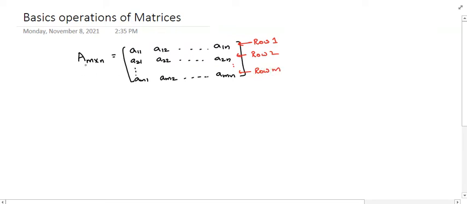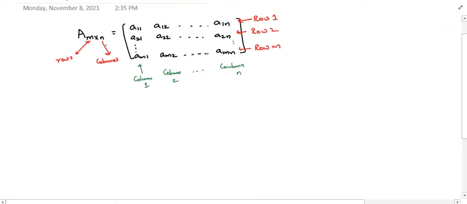m. So how do we know? Always the first number represents the number of rows and the second number represents the number of columns. So here we have n columns. This is column 1, this is column 2 and so on. This is column n. So a matrix is nothing but the arrangement of numbers in the form of rows and columns. This m and n are called the dimension of the matrix.